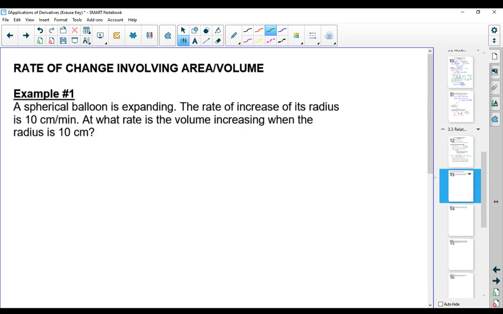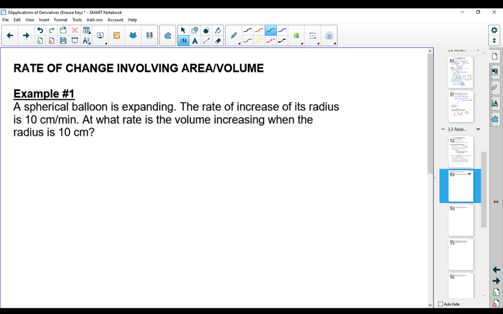First of all, we're going to look at some rate problems related to area and volume, and then we'll get into some motion problems. So example number one: a spherical balloon is expanding, and the rate of increase of its radius is 10 centimeters per minute. The question says, at what rate is the volume increasing when the radius is 10 centimeters?